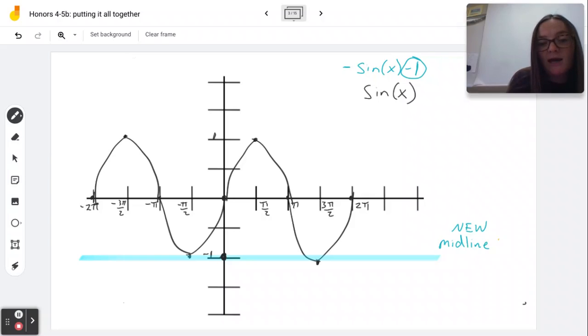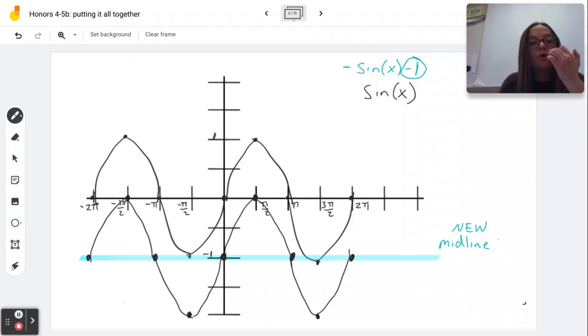So in essence, we're going to be at 0, 0, which is now at 0, -1. And then our next point, which was at pi over 2, comma 1, is now going to be at pi over 2, comma 1 minus 1, which is 0. So go ahead and shift everything 1 unit down, like this.